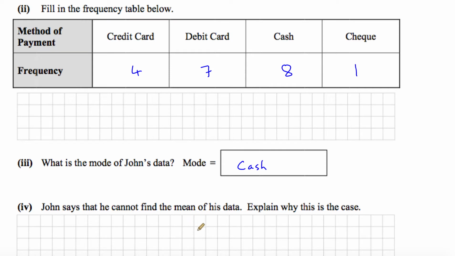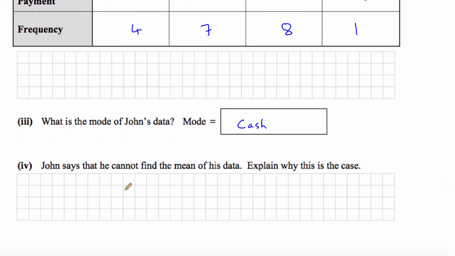Part 4 says, John says that he cannot find the mean of his data. Explain why this is the case. Well, you can't find the mean of categorical data. You can only find the mean of numerical data. So cannot find the mean of categorical data.